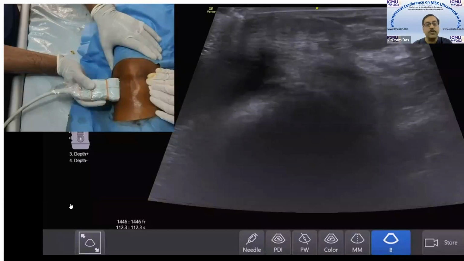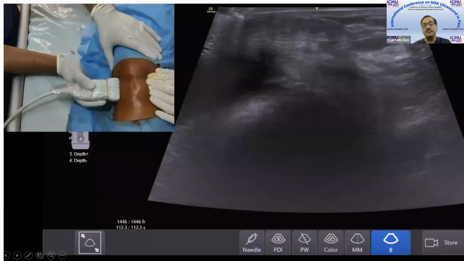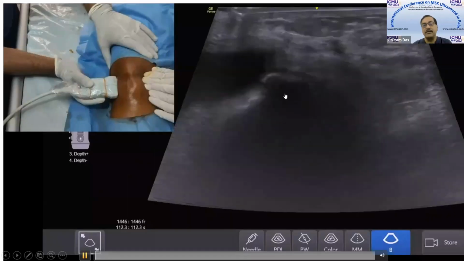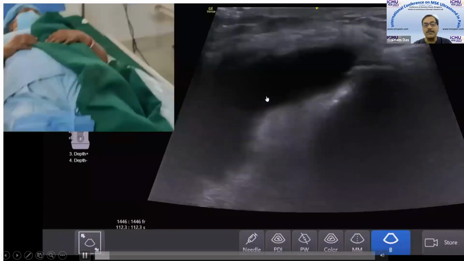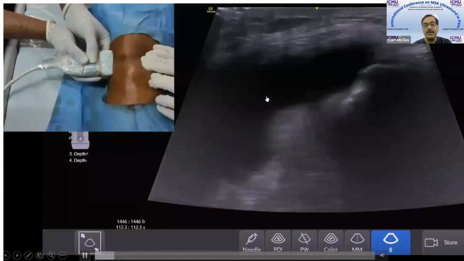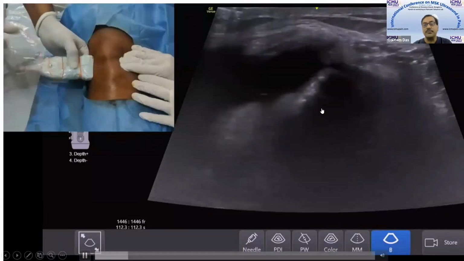So what I was showing you, the probe position was this one. With the probe in this position, we are going to get this picture. In this small video, this was the patella, and this is your synovial sac bulging just above the patella. This was the articular cartilage of the patella, this was the fat.